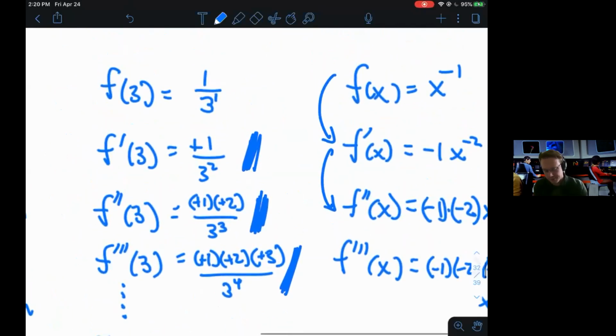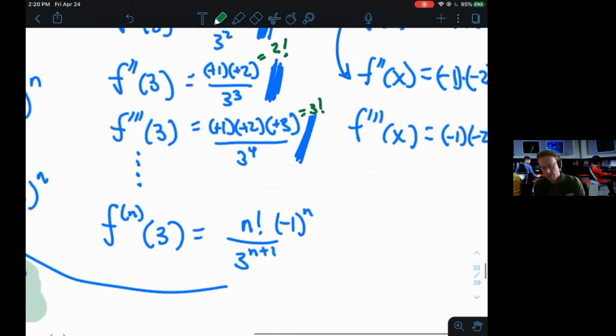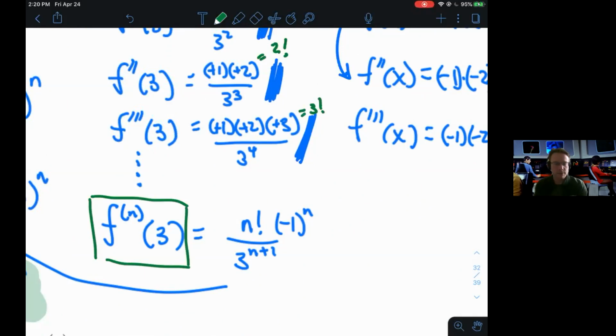I notice that this 1 is the same thing as 0 factorial, for instance. This one, you could imagine that's the same thing as 1 factorial. 2 times 1, that's going to be the same thing as 2 factorial. 1 times 2 times 3, that's going to be the same thing as 3 factorial. And remember, we're trying to come up with a formula that's based on the number of derivatives that we're taking. Remember, I want to come up with a formula. If I take n derivatives, what should I get, right?